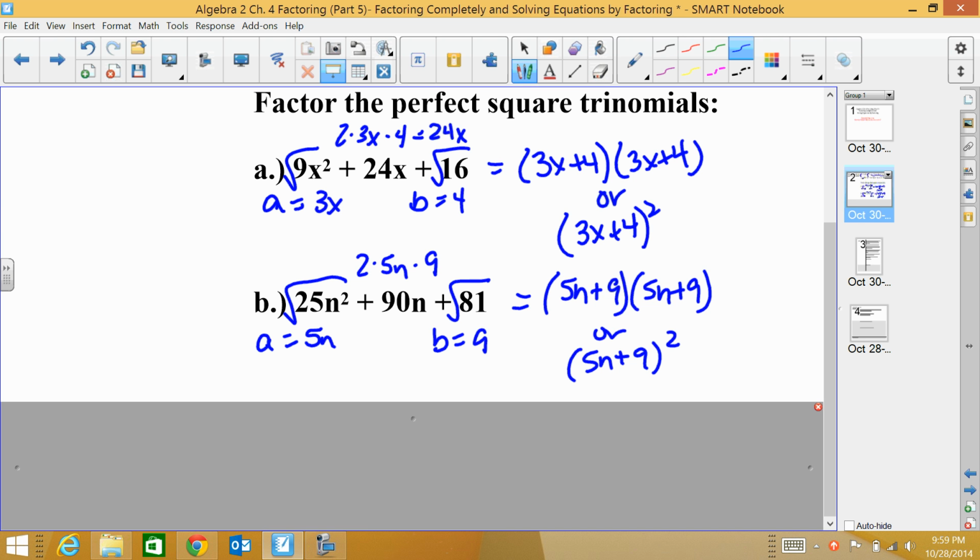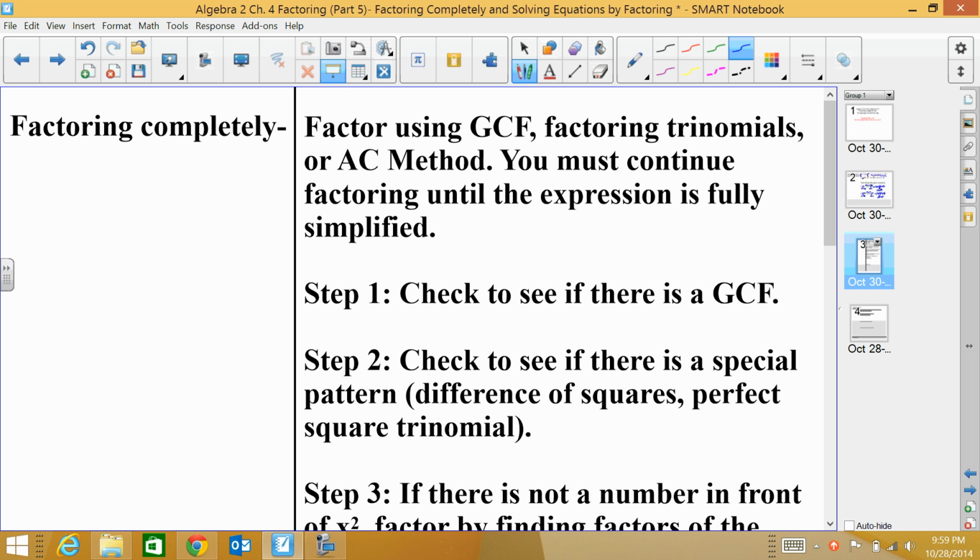All right, so that's factoring perfect square trinomials. So that's just another way that you can do it. You do not have to use that way. You can also use AC method. All right, now let's talk about factoring completely.